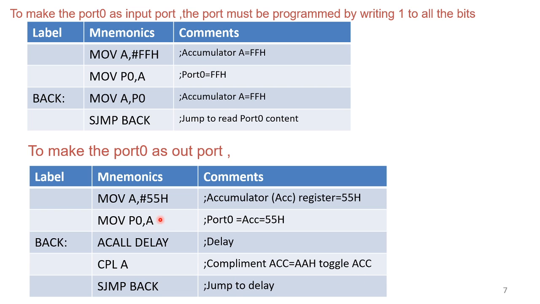So the accumulator will work as the output. The content of the accumulator is moved to port 0, so port 0's content gets changed. So this is the instruction that works as an output port. How to keep port 0 as output? By using this: the content of the accumulator is moved into port 0.